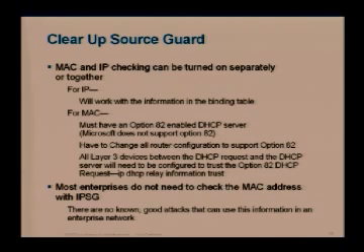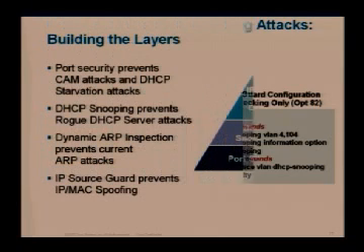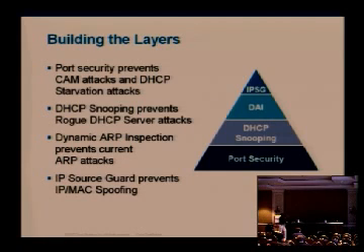It's just a note here that most enterprises do not need to check the MAC address with IPSG, because if you have DAI configured, it pretty much takes care of it. But when it comes to both IP and MAC spoofing, then DAI will not help you. So you need IPSG. And here are two different ways to configure it. This is for IP only, and this is for IP and MAC. There's only one line difference, so just do a little research on what this does. But these are the two different ways. So again, back to our pyramid, you have port security, snooping, DAI, IPSG.